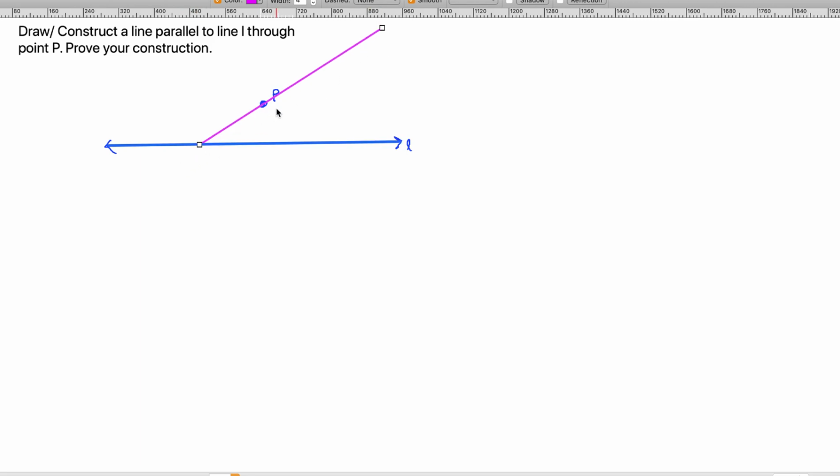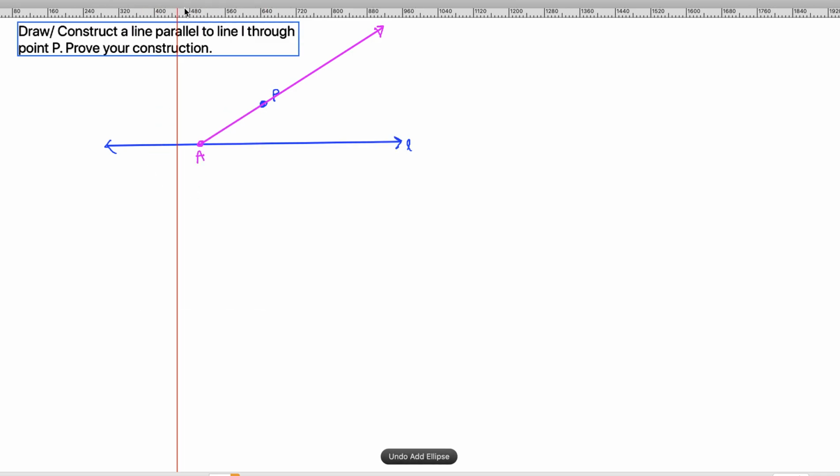So it joins A and P. This point over here is, let's say, point A. And you just draw that straight line through A and P. Now, after you do that, you take your compass and you measure the distance between A and P, and you draw that arc.